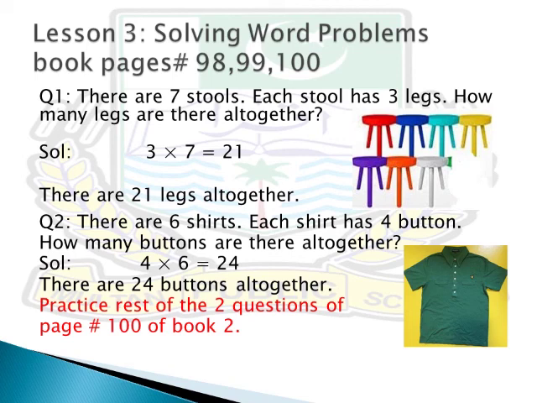Dear students, practice the rest of the 2 questions of page number 100 of your book 2. Thank you and good luck.